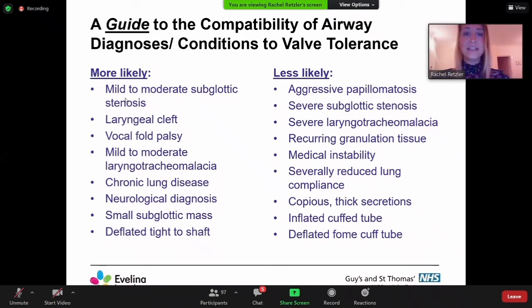If the child's medically unstable, or they have severely reduced lung compliance, it'd be hard to breathe, if you can imagine, on a valve. If they have copious thick secretions, if they have an inflated cuff, or if they have a deflated foam cuff, again, because a deflated foam cuff will automatically re-inflate itself.